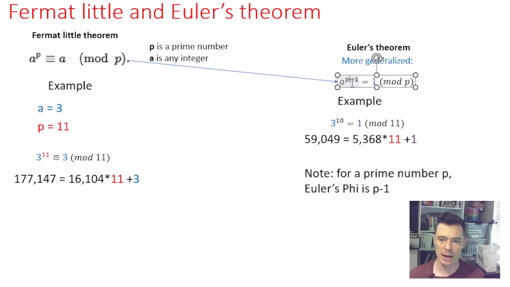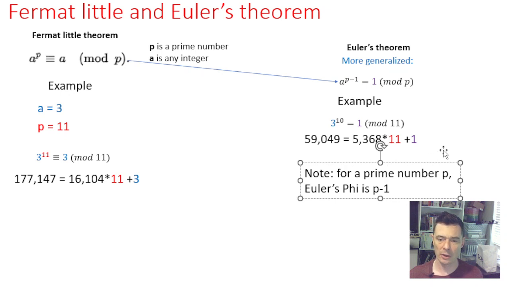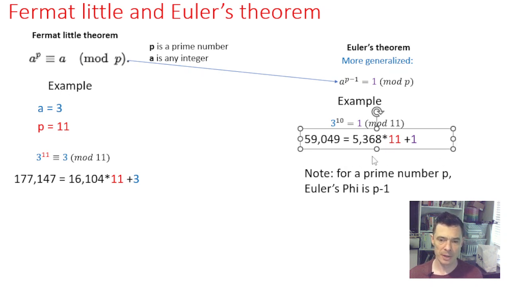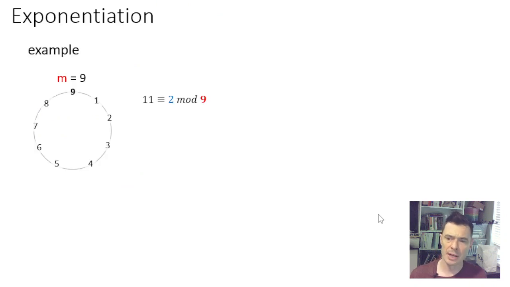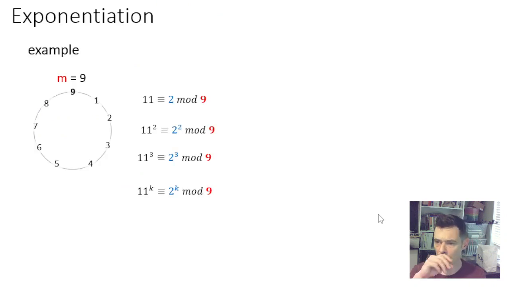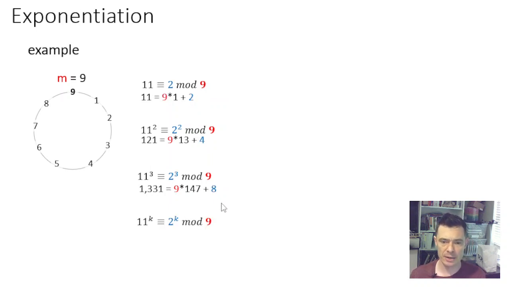So Euler's phi is equal to the prime minus 1. So that's part of this relationship here. And this is a true statement. And then lastly, a couple of points on exponentiation. If you raise both sides of a congruence to the same power, it's going to stay congruent.